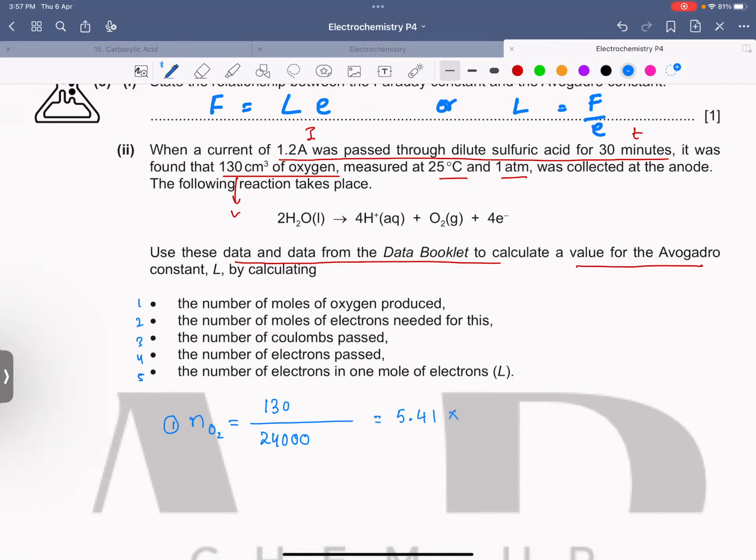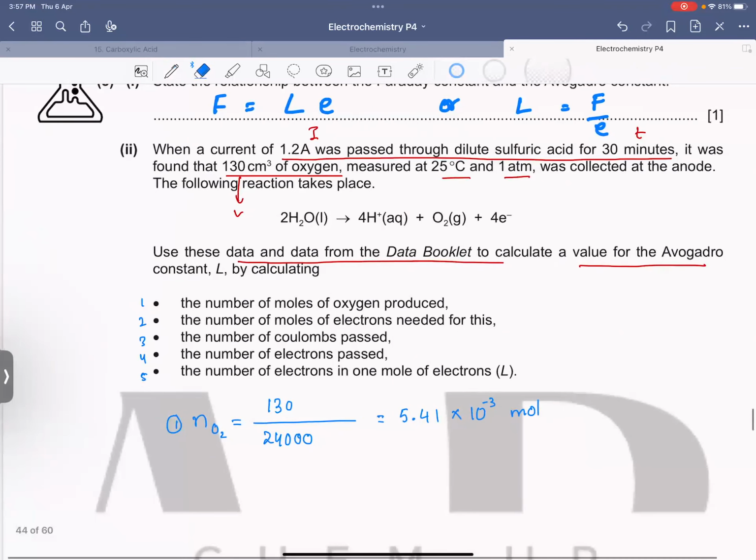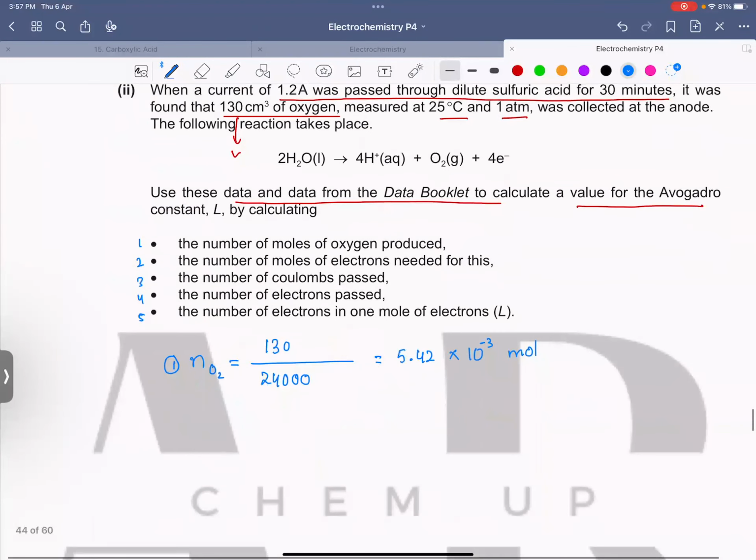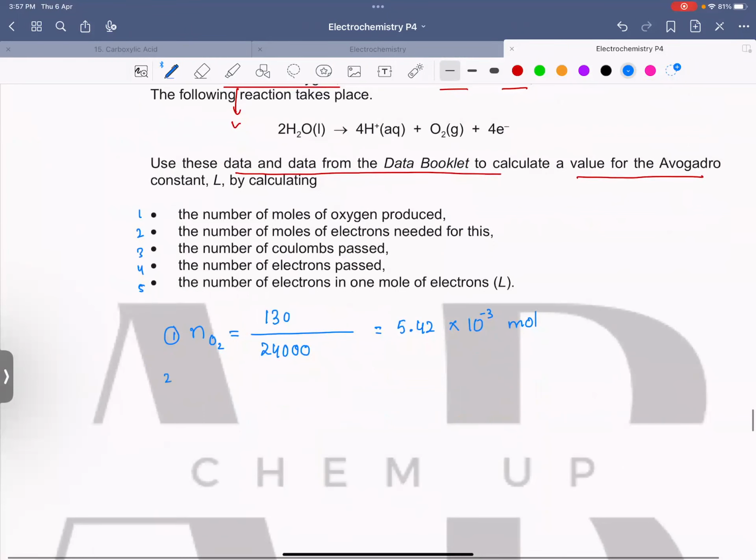5.41 into 10 raised to the power minus 3 moles. 5.41. Yeah, so it's 5.42. So that is what they have told me to do. Then in the second part, the number of moles of electron needed for this.